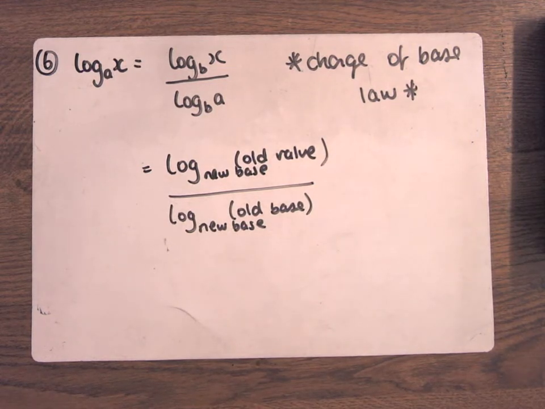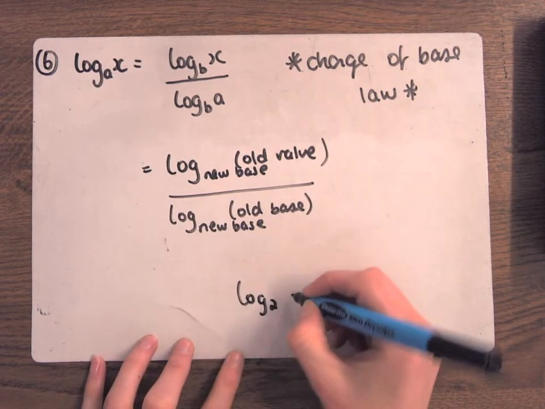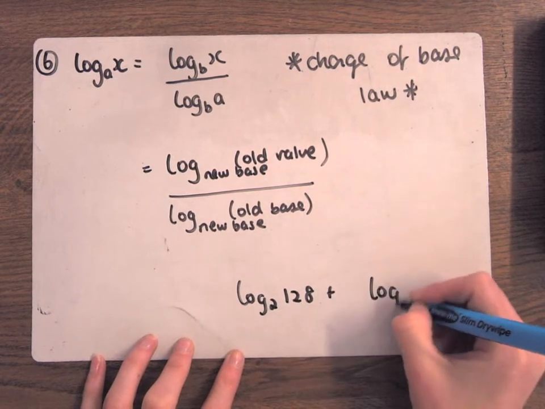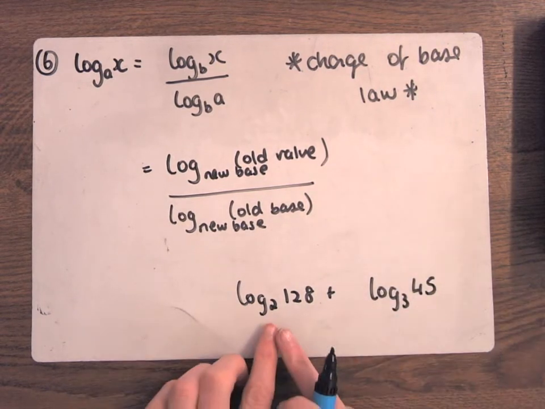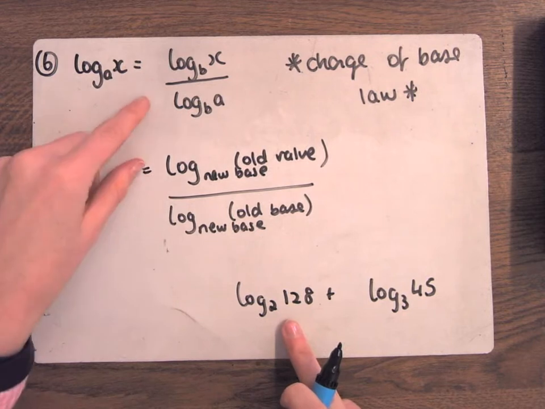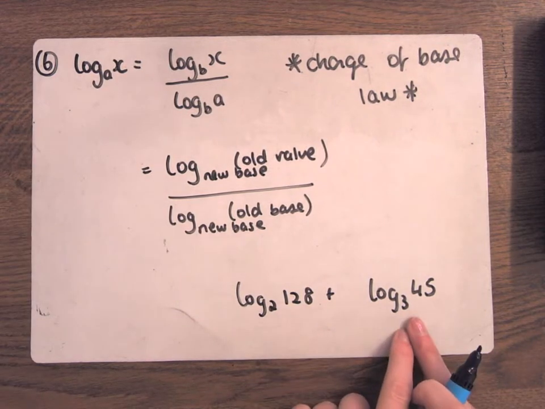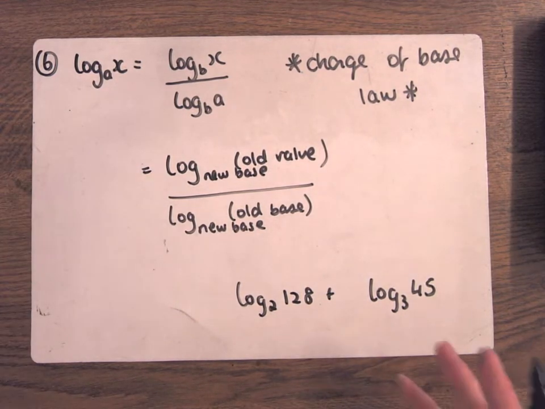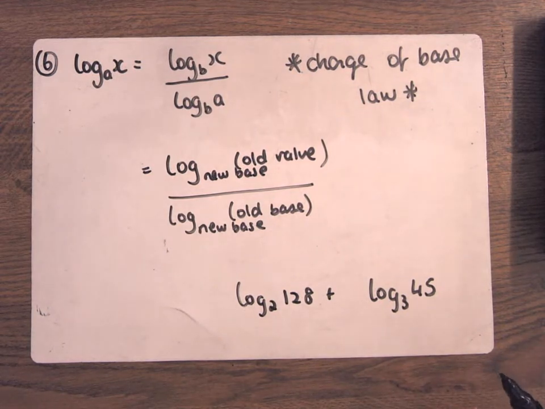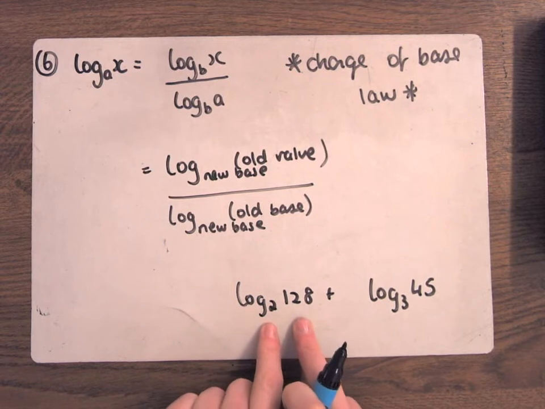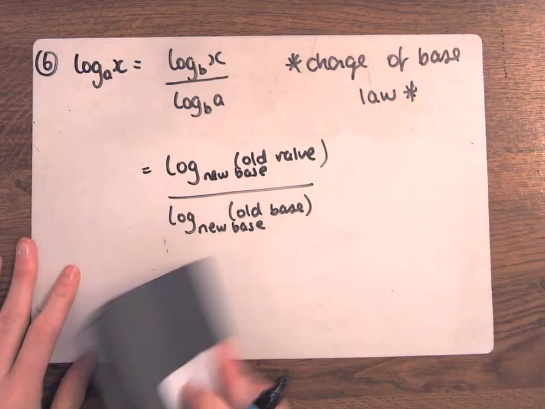Yes, so you'll have numbers in this. What would you put in for new base? Whatever you want to change it to. So if I have a question with log to the base 2 and log to the base 3, I can either change this one to be a 3 using this, or I can change this one to be a 2 using this. And it doesn't matter which one you change to. So you have a new base that you've chosen, and then you have the old base and the old value that they gave you. I will do that in a sec.